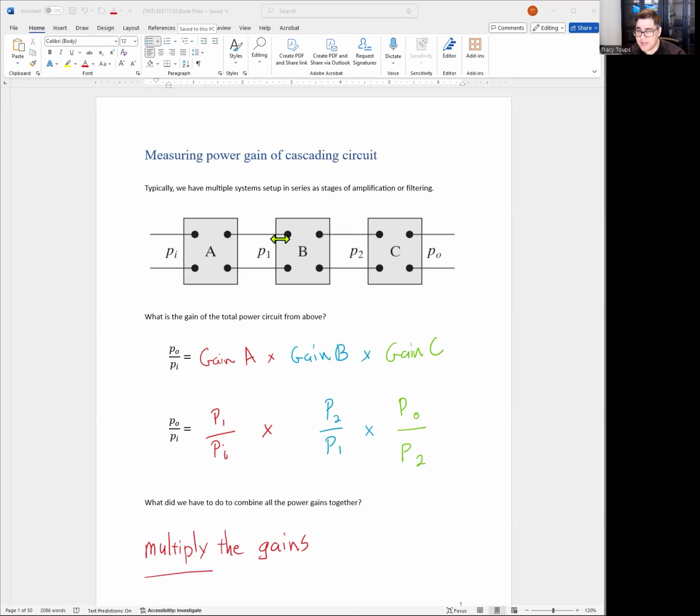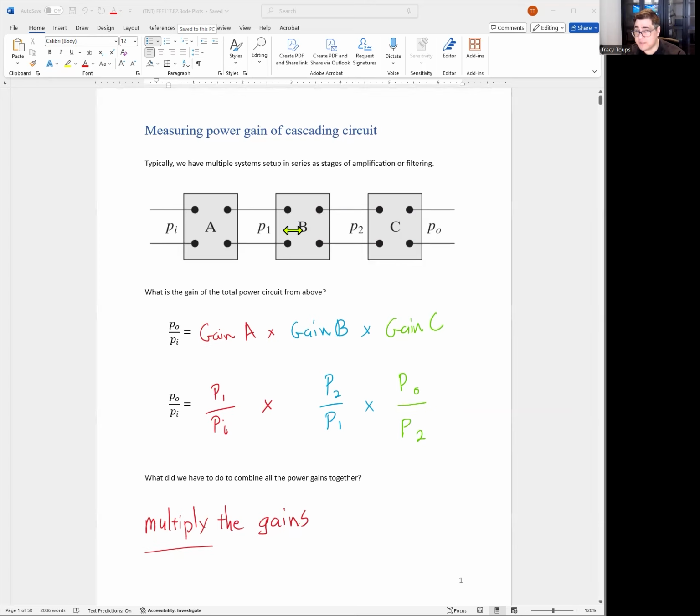For circuit B, the output is P2, and the input is P1, which is the output of the previous circuit A. That's the cascading part. So for gain B, the circuit is P2 over P1. And then for circuit C, the output is an actual real output we want, P out. And the input is P2, which is the output of B. So yeah, the gain of C is P out over P2. Obviously, if you cancel the P2s and P1s, you're going to get P out over P in, which is what we want. So the big thing I want you to take away from this is note that when things are in series, we have to multiply the gain together to get the output.